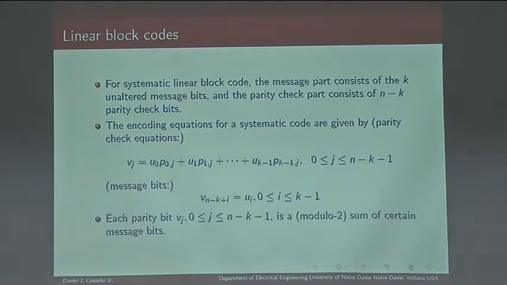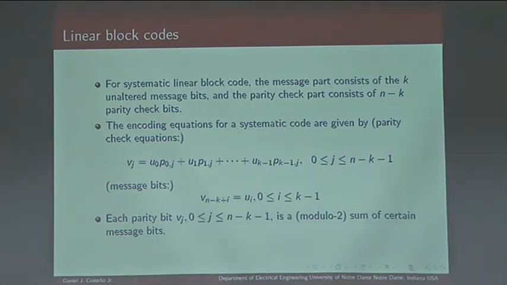Sometimes people like to put the identity matrix in the first K positions and the parity matrix in the last K positions, but it doesn't matter either way, you can do it. Like I say, the identity part can be in any K positions. So each parity bit then turns out to be formed as a modulo 2 sum of certain message bits.